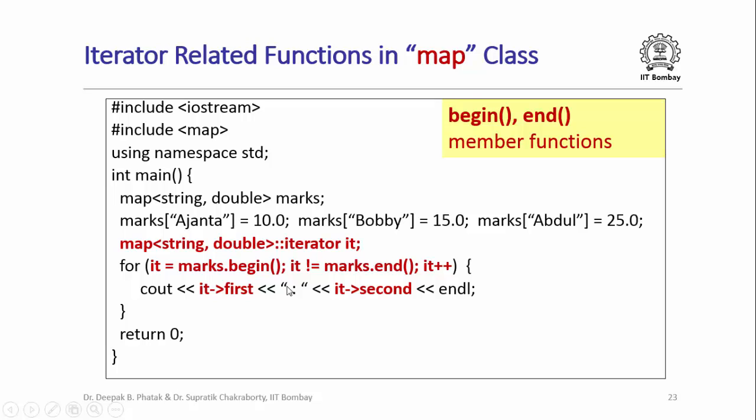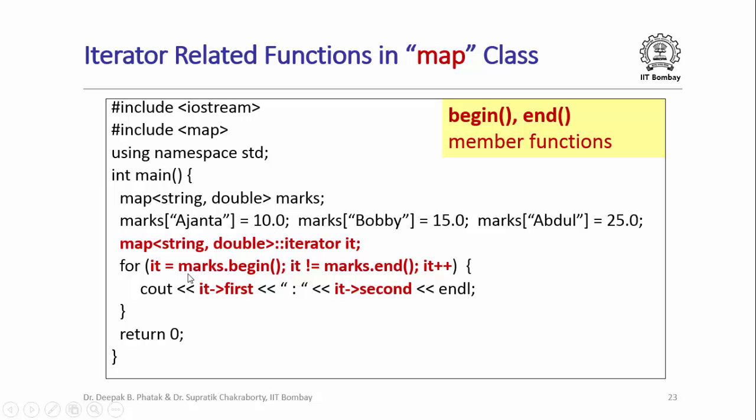Now we've already studied about iterators. So in the map class also we can have iterators, and here are some iterator related functions in the map class. For example, I could have begin and end member functions, and here's a simple program where I have declared a map which has key type string and value type double, and then I have initialized this map object in this manner. I have said marks of Ajanta is 10, marks of Bobby is 15, and marks of Abdul is 25. And now I have created an object IT which is an iterator of the map with key type string and value type double. And I'm going to use this iterator to iterate through this map.